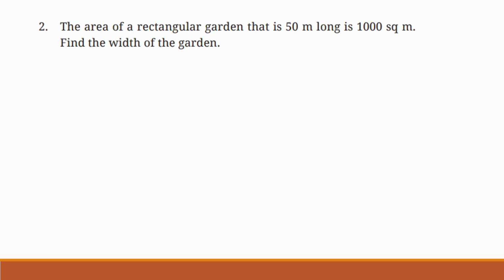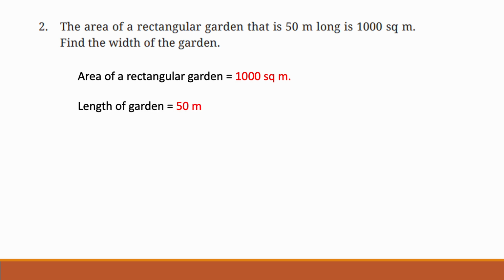The area of a rectangular garden that is 50 meter long is 1000 square meter. Find the width of the garden. So, there is a rectangular garden. Its length is 50 meter and its area is 1000 square meter. We have to find the width of the garden. So, area of the rectangular garden is 1000 square meter. Length of garden is 50 meter. Therefore, width of the garden is equal to 1000 divided by 50, that is 20 meter.